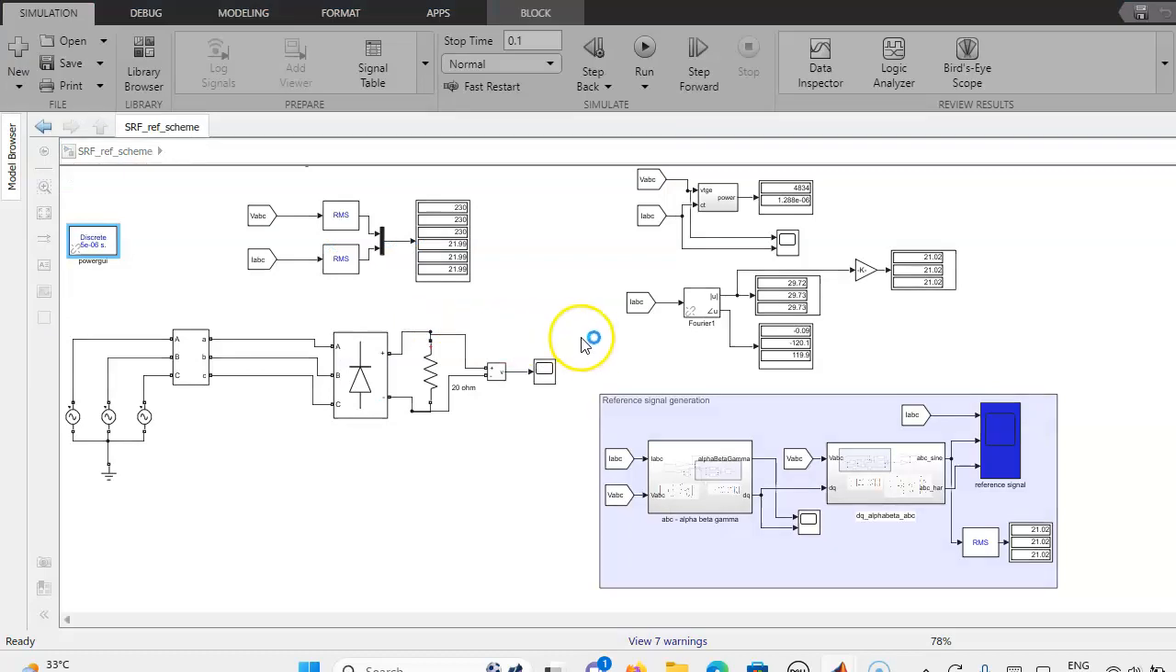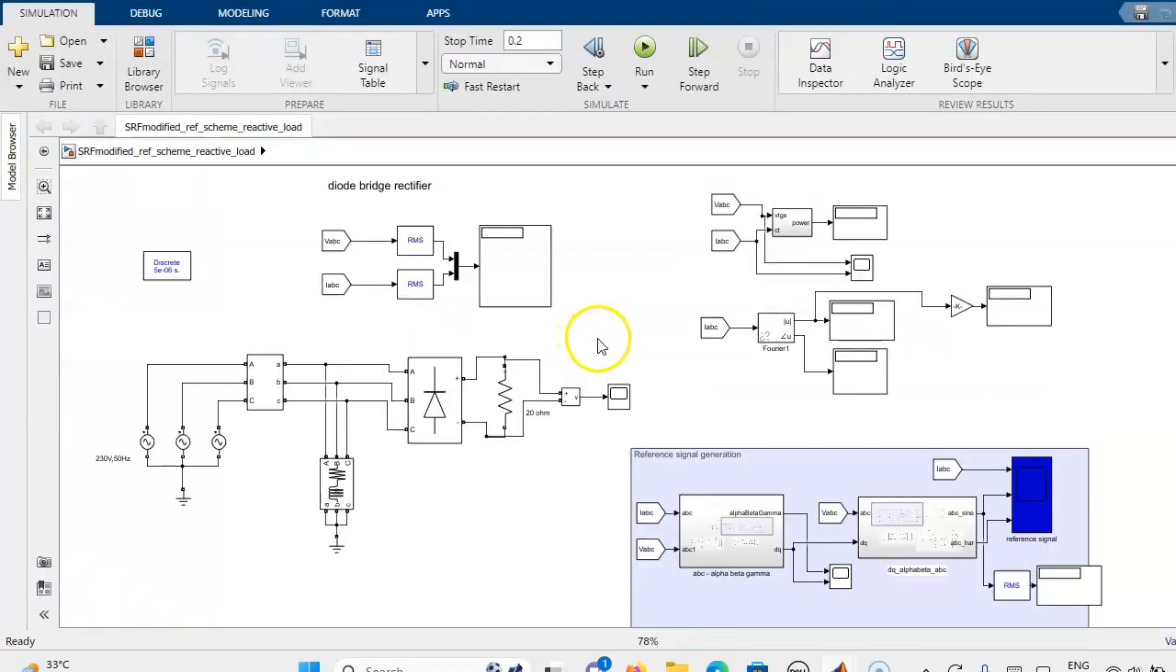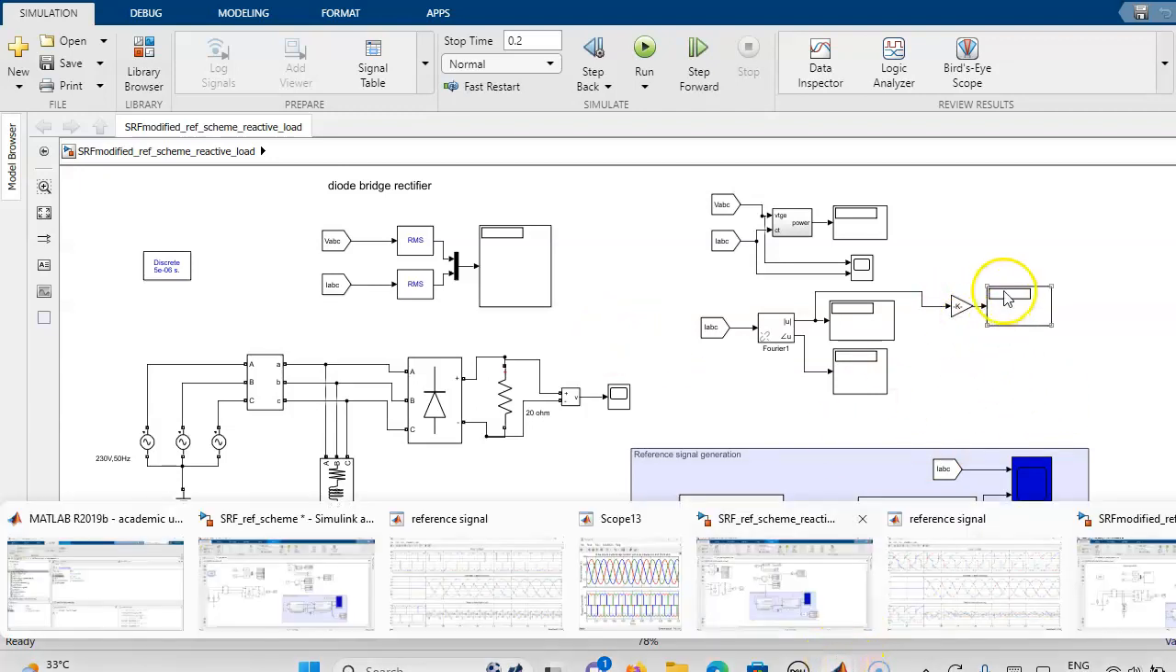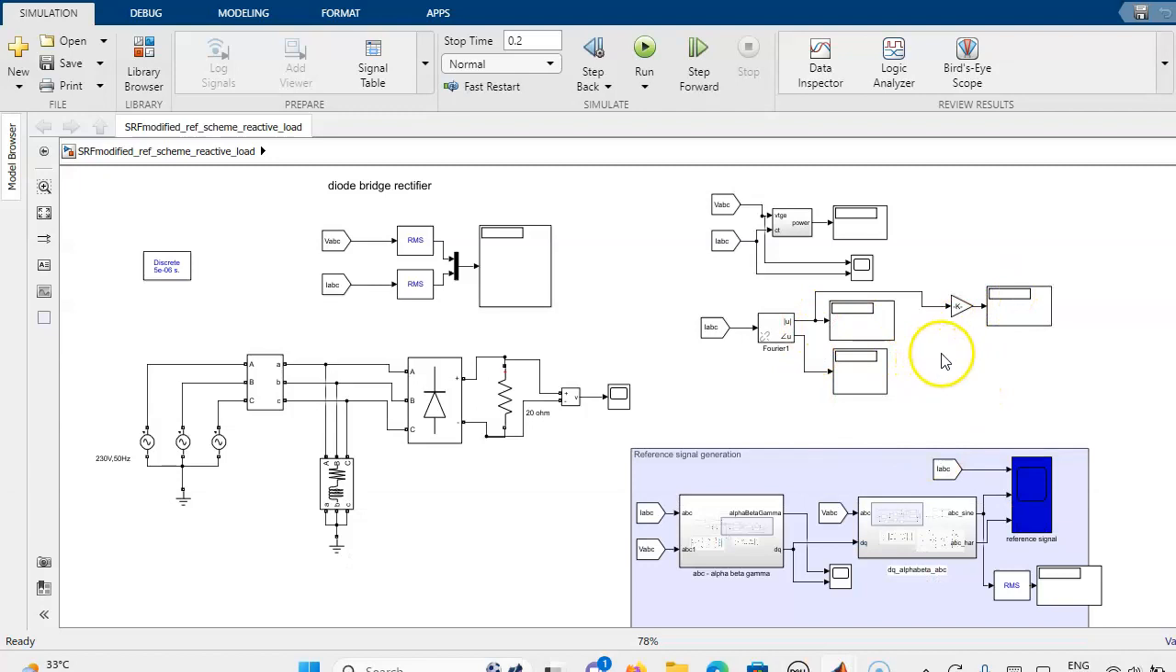So in the next video we will see how we can modify the algorithm so that we will get the RMS value the same as whatever we are getting in the FFT fundamental current, whether we are able to get the same RMS value or not. In the next video we will see.